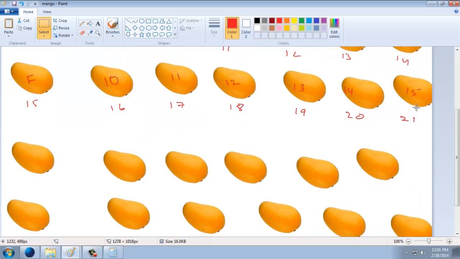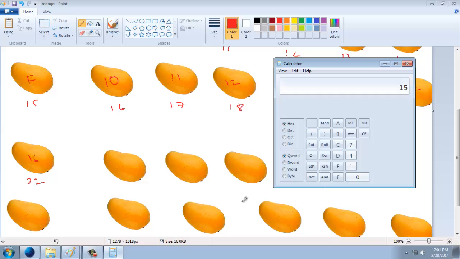Okay, 15 is 21. 16 in hexadecimal, in decimal it is 22. Okay, if you have doubt, always use the calculator to find the correct value.